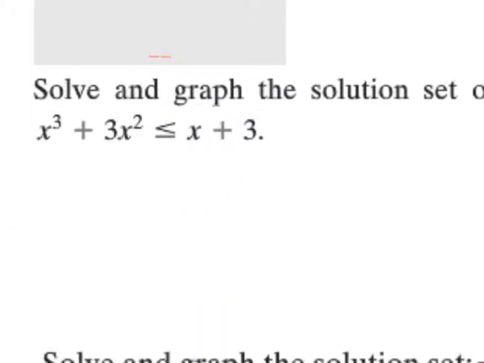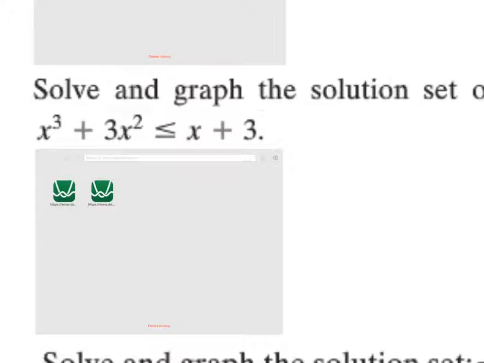Solve and graph this solution set. So let me graph this. All right, so on this one, we're looking to see when is my line x plus 3 larger than x cubed plus 3x squared. So x cubed plus 3x squared is given by this curve here, okay? And let's just find these critical points where these cross. So my line is above the graph on this interval here and on this interval here, okay?